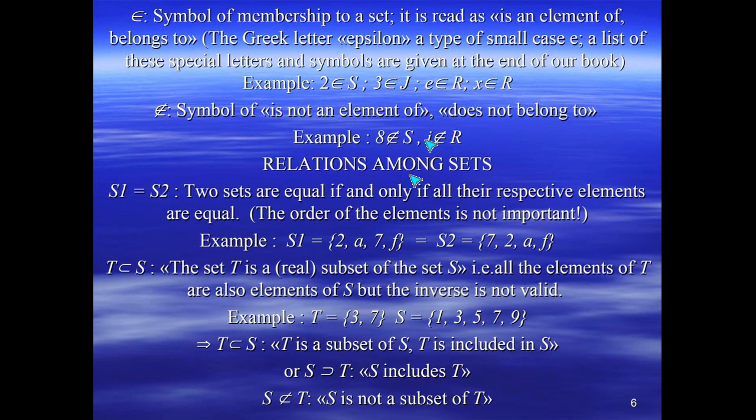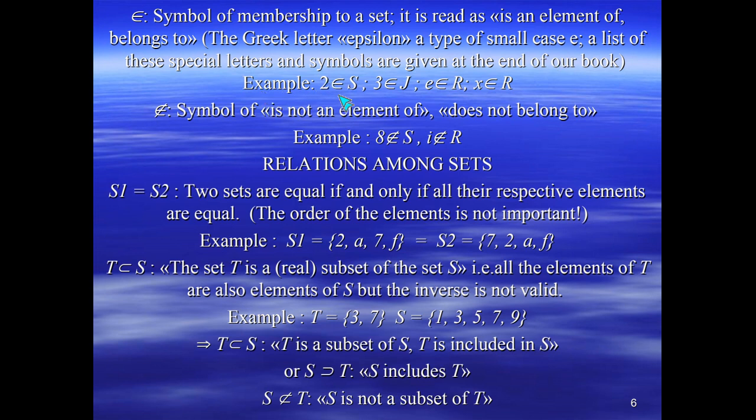All right. Then we have some symbols. This is like epsilon, like a small cap A, the character, but it is a symbol of membership to a set, and it is read as is an element of or belongs to. This small stylized E type thing is called is an element of or belongs to. It shows the membership to a set. This is like the Greek letter epsilon, a type of small case E. By the way, you can find a list of these special letters and symbols at the end of your book. You have also the PDF copy of your book, so you can see at the end there is a page, or even perhaps two pages, where they give all these meanings of these special symbols and how they are read, etc.